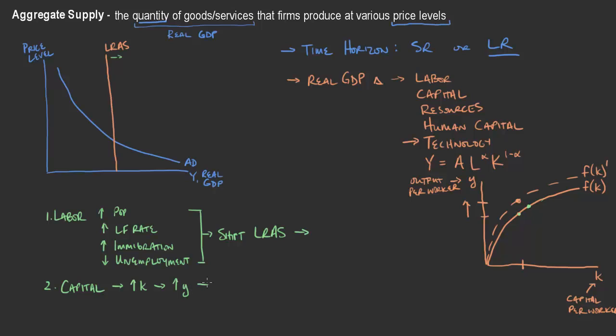And if everything else is held constant, that would mean that we are then increasing big Y, right? We are increasing real GDP. And so this is something that would also shift, right, this is also something that would shift the long run aggregate supply curve to the right. You can think about a few other things here.